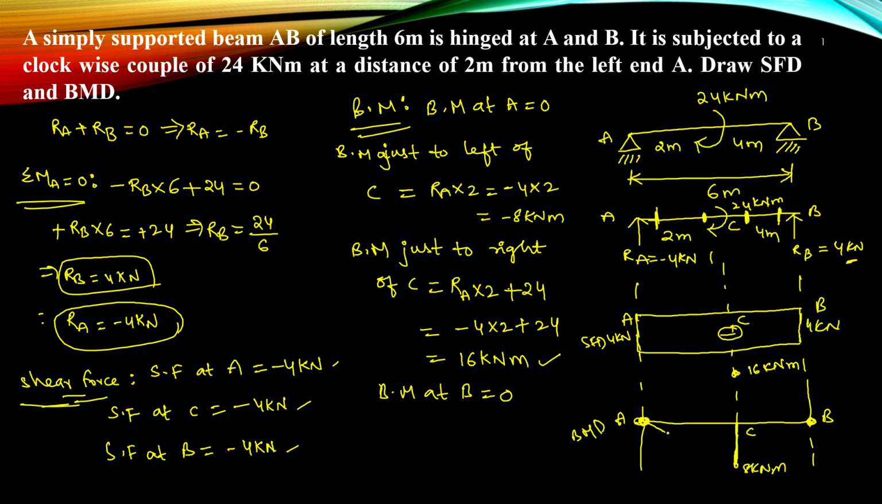So how would you join now? When you are moving from A to C, you got a negative bending moment. And when you are moving from C to B, you got a positive bending moment. So this is how you sketch the shear force and bending moment diagram for a simply supported beam carrying a couple.